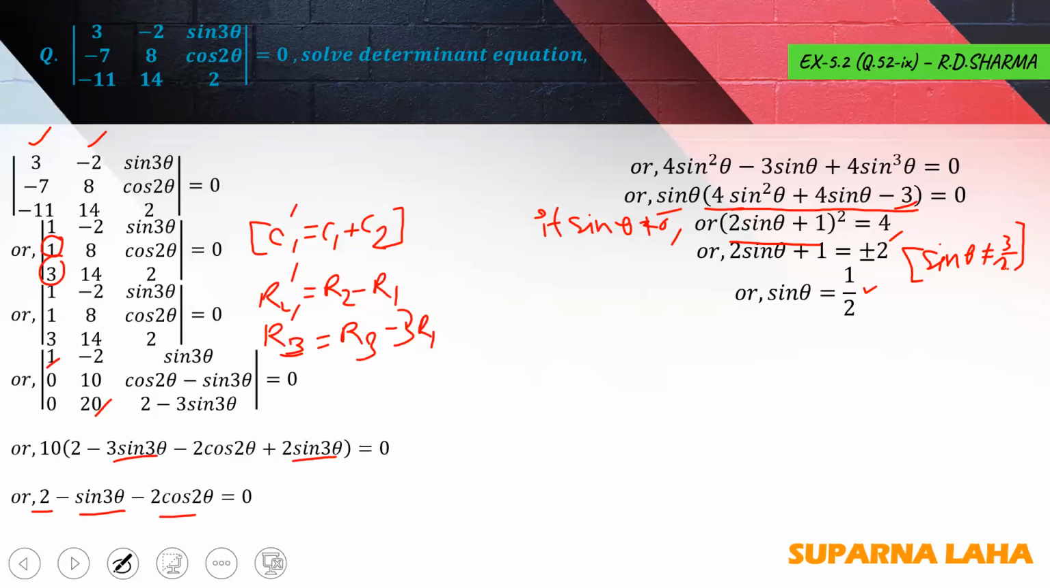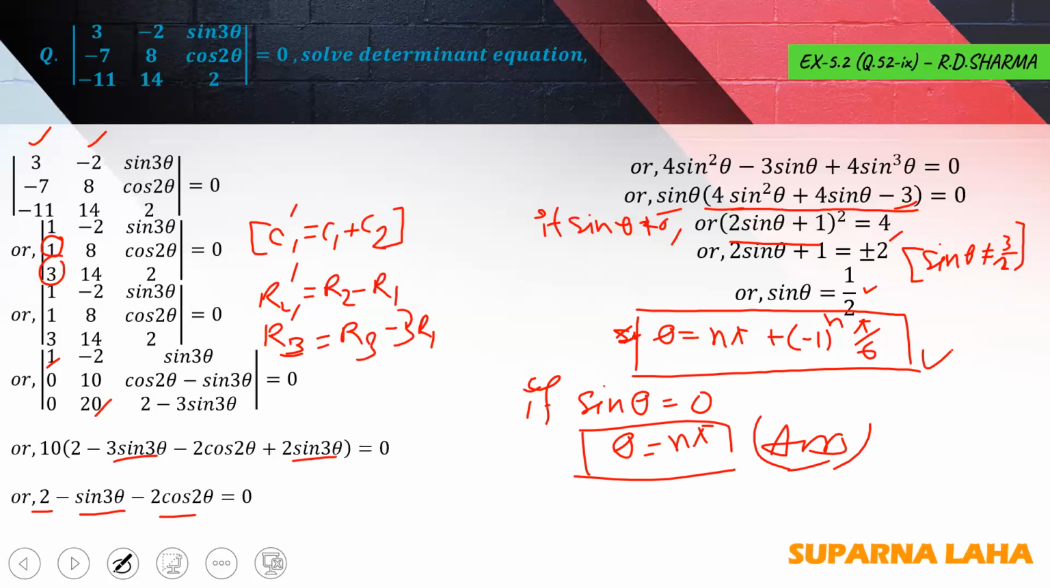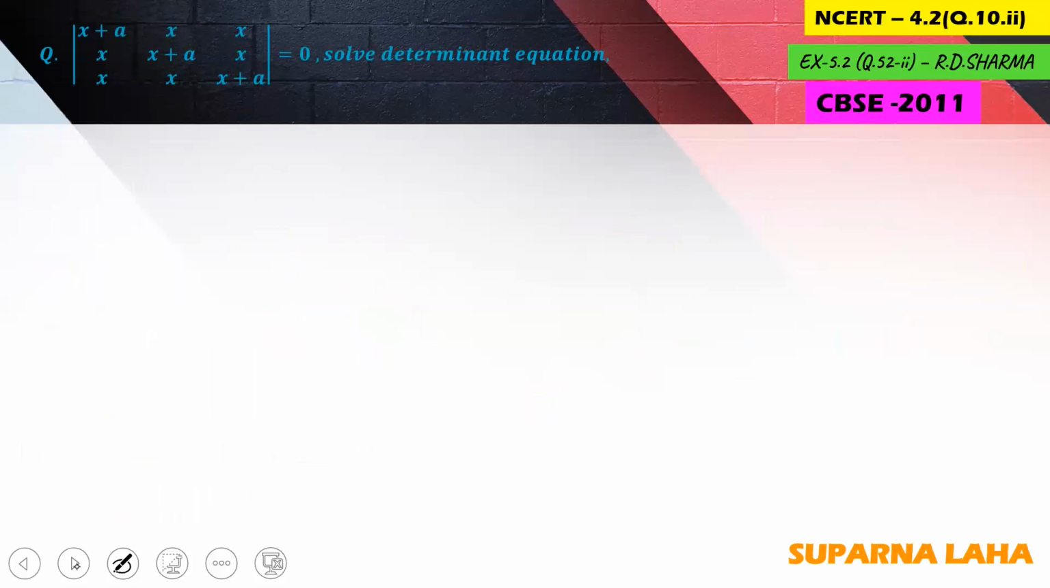So if sin theta is half, that means we can write down the general value for theta, which is given by n pi plus minus 1 whole to the power n into pi by 6. So this is one of the values of theta. And if sin theta is 0, that means theta is n pi. So these are the answers, the solutions for theta. Moving to the next problem.